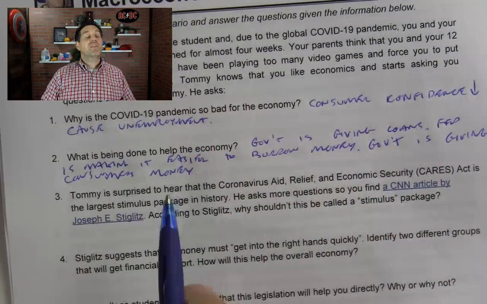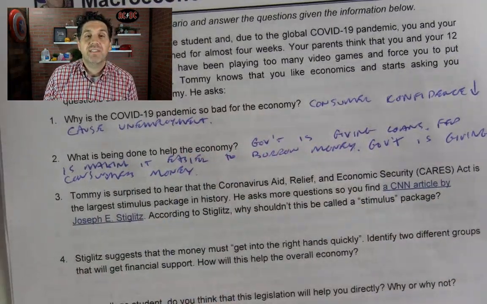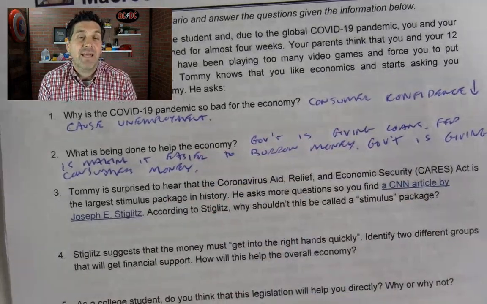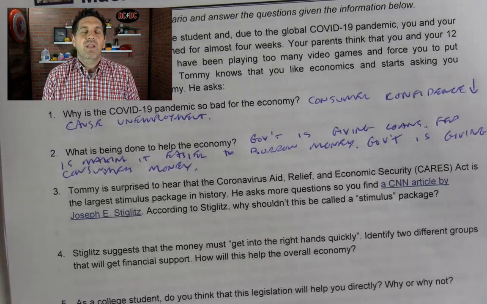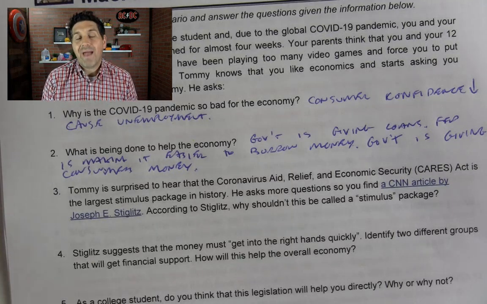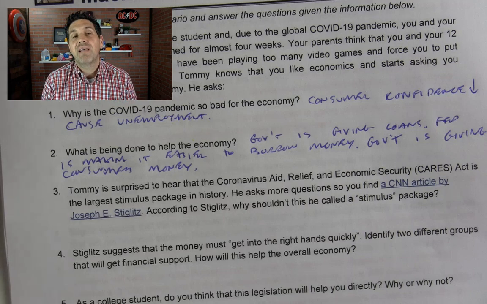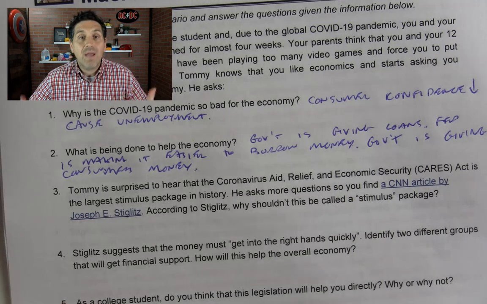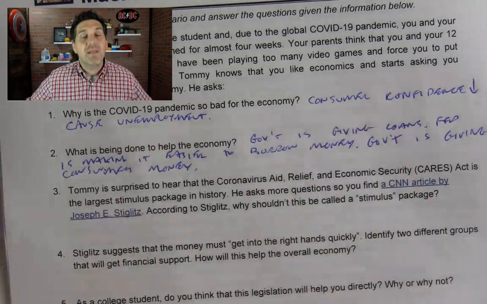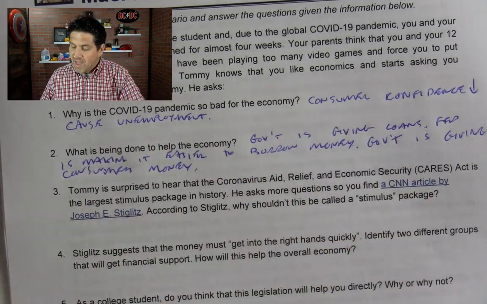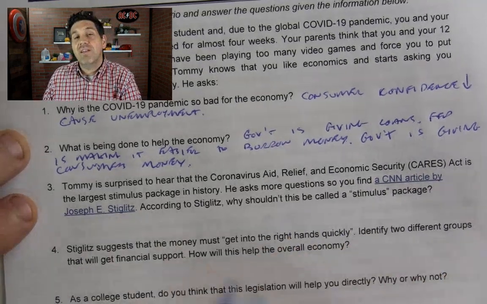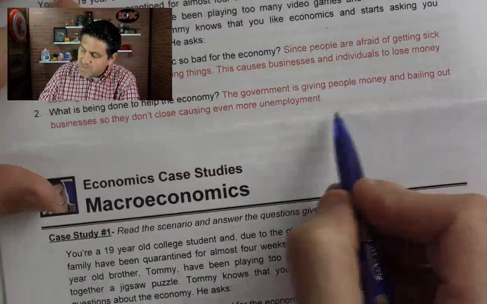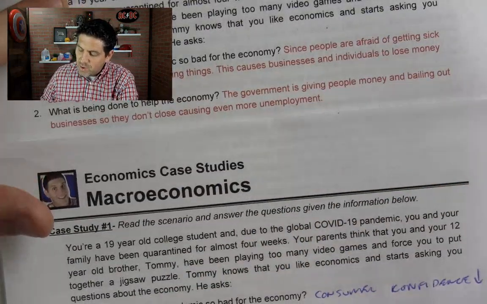This is a little different this time around than other recessions. We'll talk more about the specific act in a second. In the past, like in 2008, there was the stimulus package that was a lot of bridges and government spending and government purchases to get the economy up and running again by getting people jobs, by having the government buy more stuff and spend more stuff. This one, there's some crazier and different things happening. So what I had for the answers for this one was the government is giving people money and bailing out businesses so they don't close, causing more unemployment.